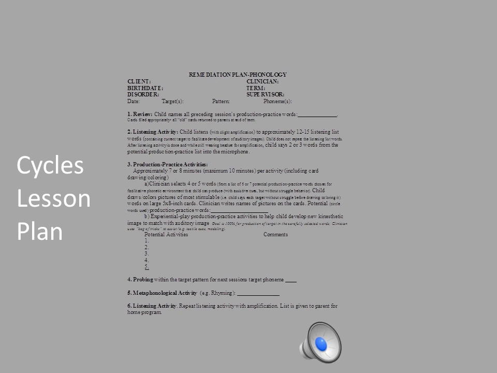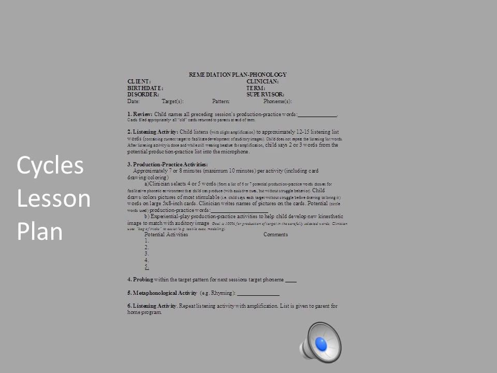So take a look at this lesson plan, and also take a look at figure 3-4 in your book on page 68 so that you can understand what happens in a typical cycles session. First part of the session, the client and clinician review any production words from the previous week's therapy session. The clinician might keep these in a little recipe box or a little file box and pull those cards out, or the client may have them in a little Ziploc bag that he's brought in from home.